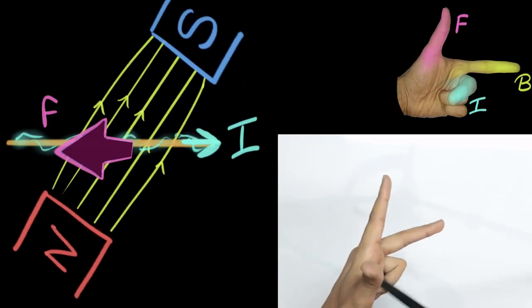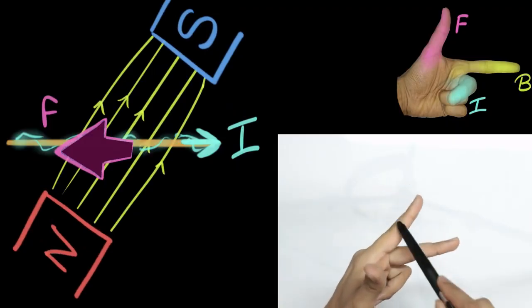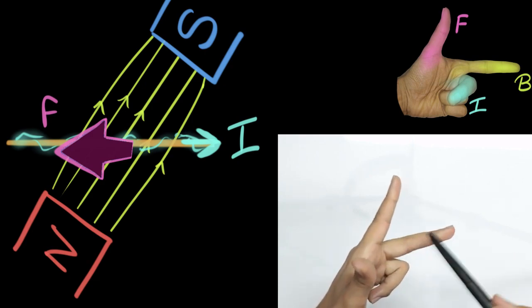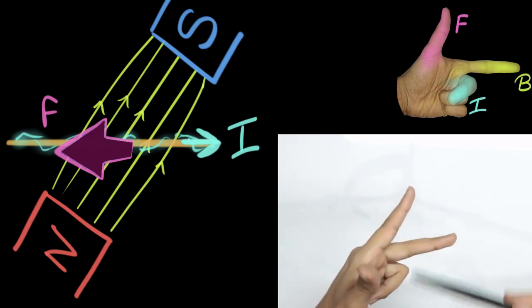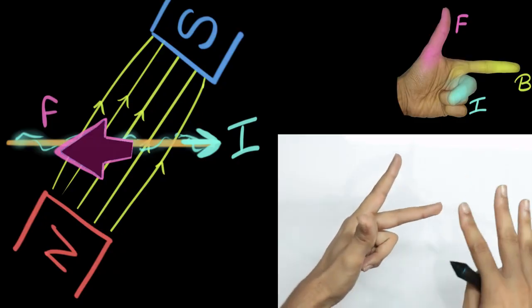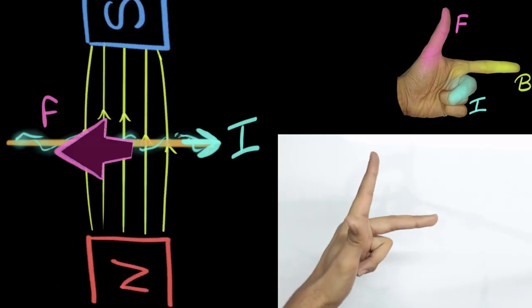But always, the force will be perpendicular to both these fingers. That's the thing. But these two need not be perpendicular to each other because it's our choice. We can keep the current carrying wire at any angle with respect to the magnetic field. But don't worry too much about that. In most cases that we will be dealing with, we'll always have them perpendicular to each other. But it's not a necessity.